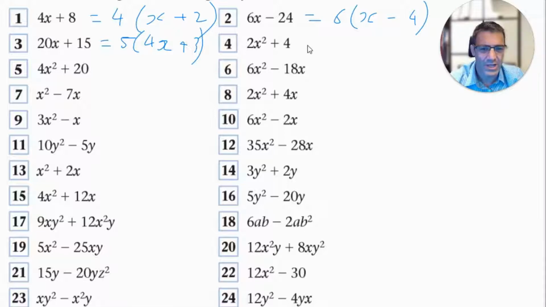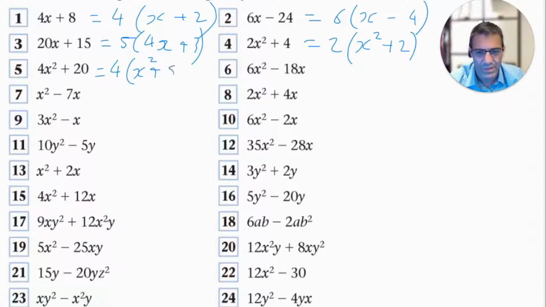The next question, I see that 2 is a common factor because both of them are even. So I got 2 factor of x squared plus 2. So far so good, and I'm happy. The next one, I see that 4 is a common factor, so I'm going to factorize by 4 and say that's x squared plus 5. And I don't slow down, I keep going.